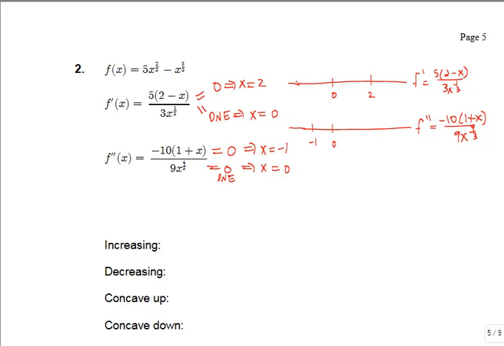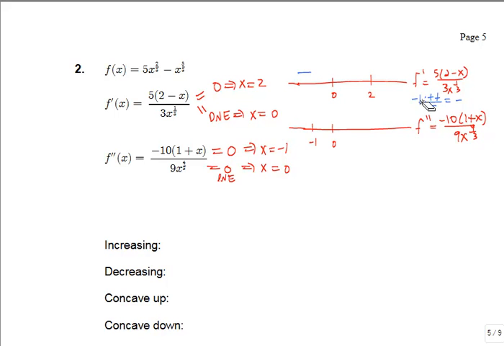Now what I want to do is fill in my pluses and my minuses. So we're going to need to do some testing. So let's start with that first derivative. Let's test, say, -1. So if I test -1, 5 is obviously positive, 2 minus a negative 1 is actually 2 plus 1, so that's positive. And a cube root, which is what a 1/3 power is, of a negative stays negative. So the bottom will be minus, which means this whole quotient will stay negative. So we're going to have a big minus sign to the left of 0.